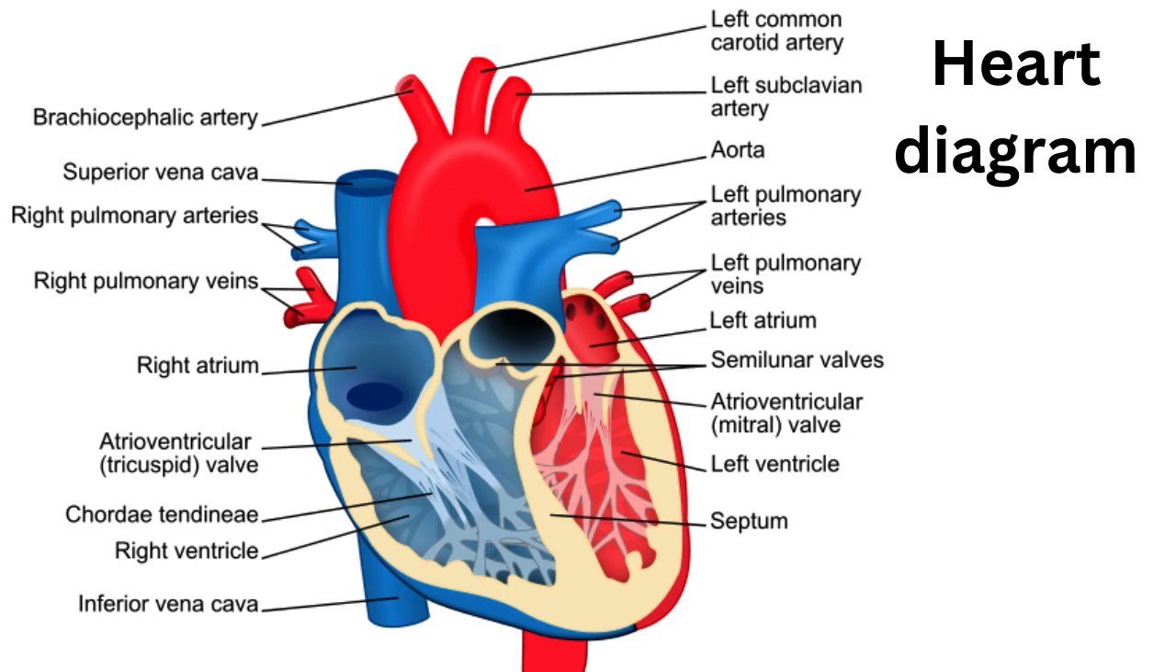The electrical activity of the heart is controlled by the sinoatrial (SA) node and the atrioventricular (AV) node, which generate electrical impulses that coordinate the contraction of the heart muscle.